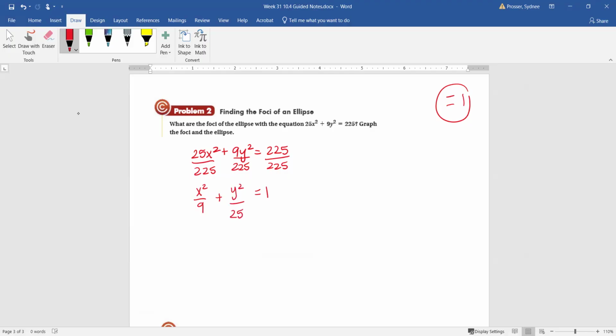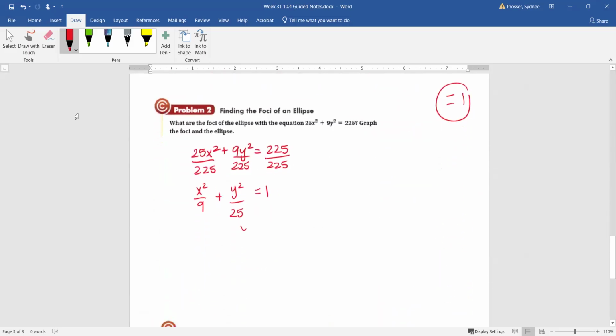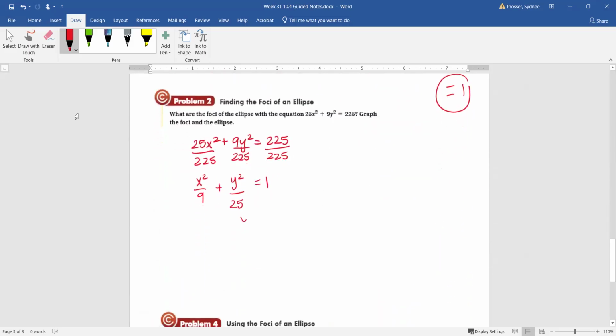And so that tells me a whole bunch of information, right? Now I know my a value. Because my a value is always the largest number, I know that my a squared is 25. I know it's second in the fraction, so I know this is going to be a vertical ellipse. And I know my a is going to be 5 then. Then here is my b squared, so my b is 3. And so that helps me graph this a whole bunch.